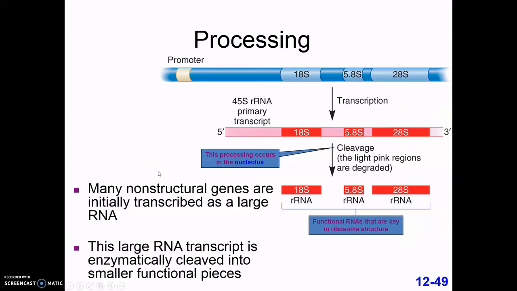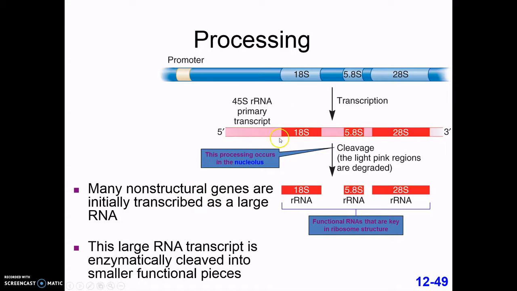So processing is just simply a matter of taking a larger piece of RNA and cutting it into a smaller functional unit. Many of the non-structural genes are initially transcribed this way. So what I mean by non-structural is things that don't encode for proteins. So not messenger RNAs. So tRNAs, rRNAs, and many of the others on that list will get processed in this way.